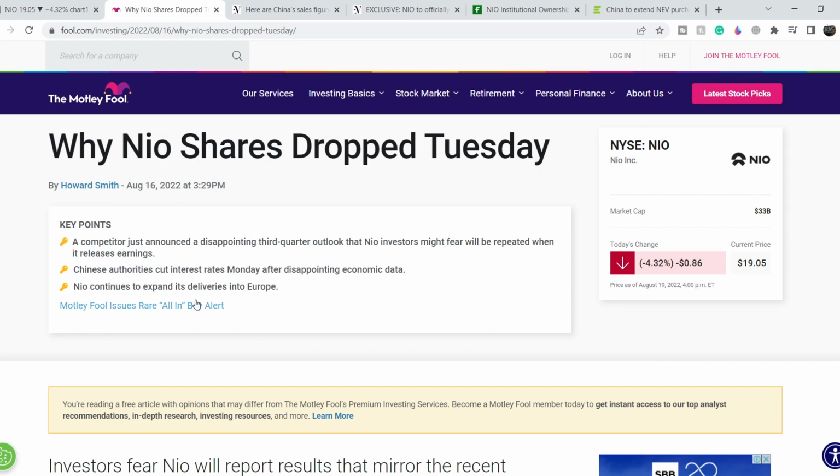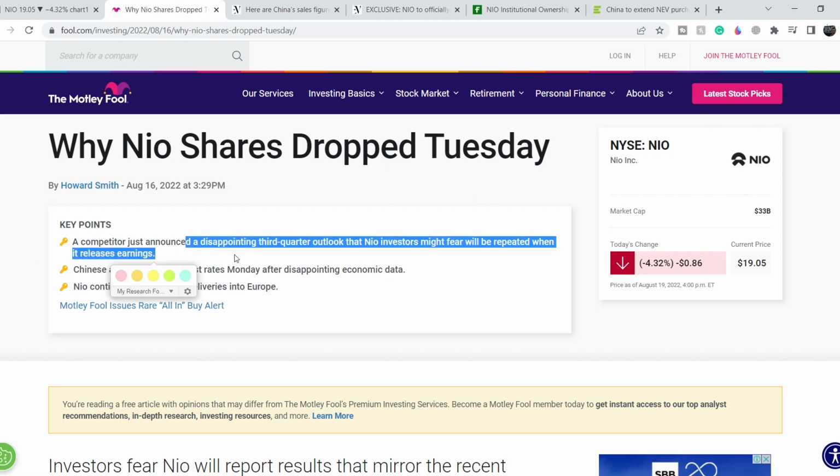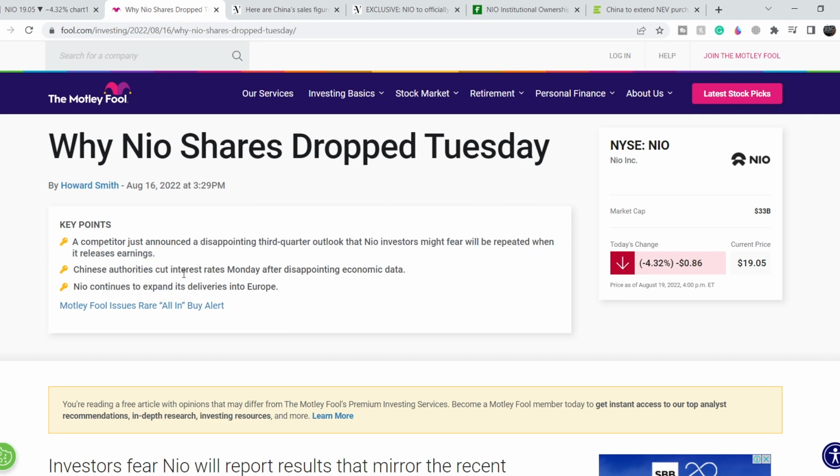First of all, let me show you this article that was published on August 16th on Motley Fool, and it's titled "Why NIO Shares Dropped Tuesday?" And the key points are the following. A competitor just announced a disappointing third quarter outlook that new investors might fear will be repeated when it releases earnings. Second one, Chinese authorities cut interest rates Monday after disappointing economic data. And NIO continues to expand its deliveries into Europe.